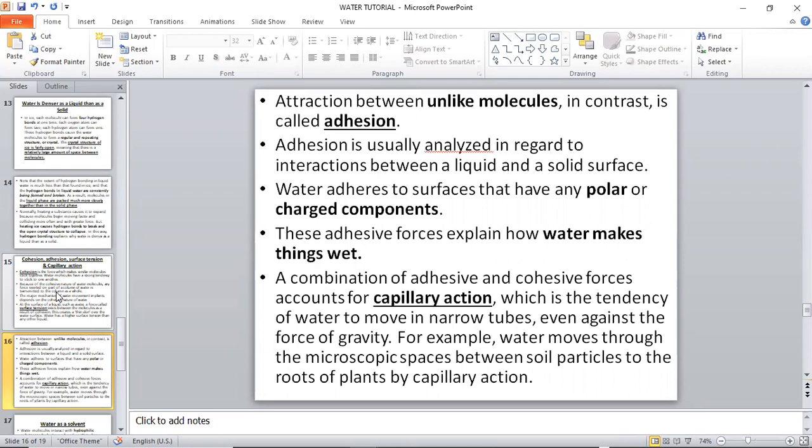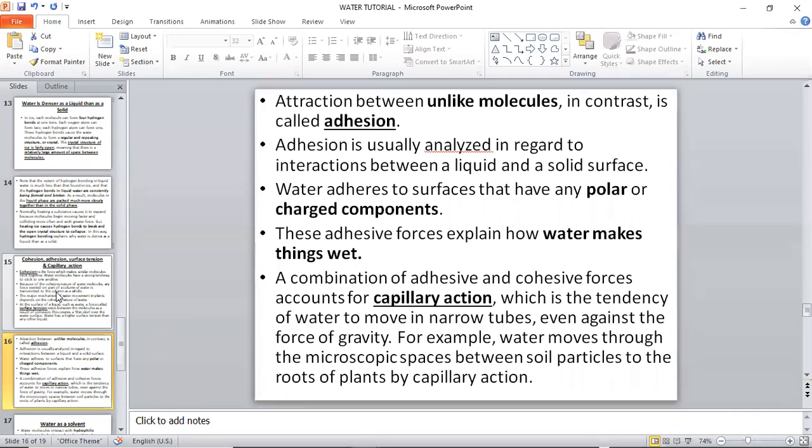And this also explains why water makes things wet. Water makes things wet because of the adhesive forces that take place between the water and that thing, for example, a cloth.